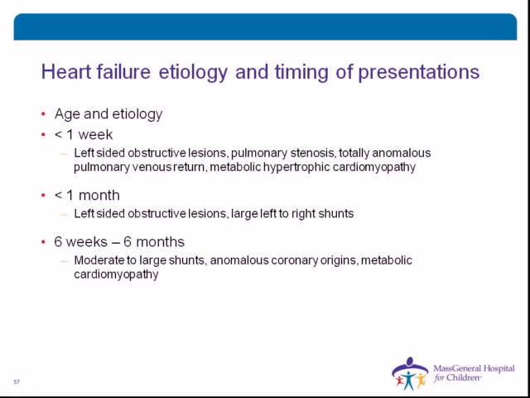Infants from 1 week to 1 month can also still present with left-sided obstructive lesions, such as coarctation, but also with large left to right shunts, such as those with a large ventricular septal defect or a complete common atrioventricular canal. Those between 6 weeks and 6 months are also infants and children who have large left to right shunts. Anomalous coronary artery origins can typically present during this time, however, are much less common. Also, metabolic cardiomyopathies may present in this time as well.